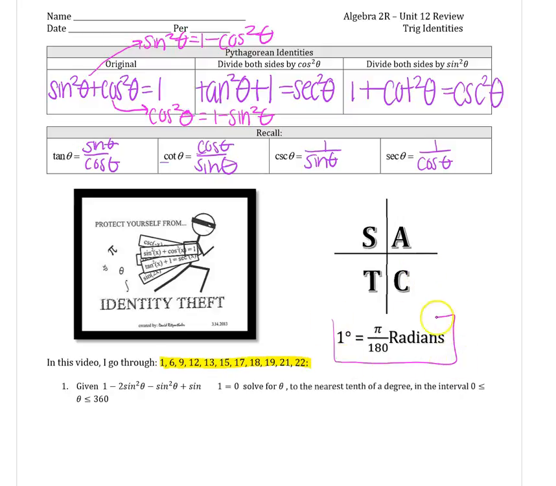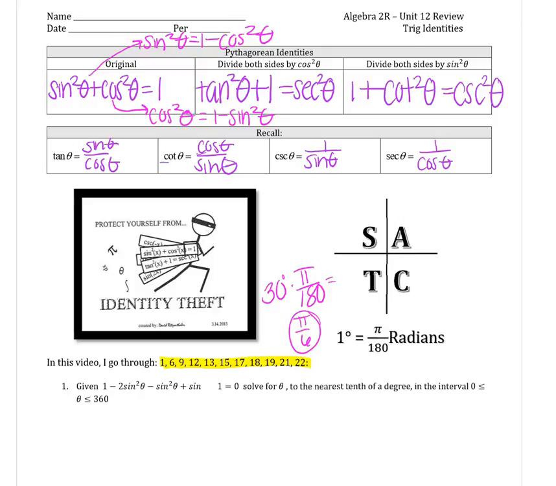Also remember how to convert to radians. 1 degree is pi over 180 radians. So for example, if you're going to convert 30 degrees to radians, you would multiply by pi over 180, and that's 30 divided by 180 is 1/6, so pi over 6 radians. So just something to think about that you'll have to do in some problems, depending upon the interval you're in.